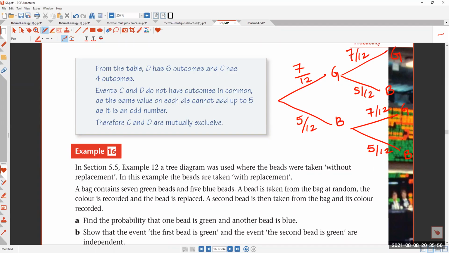But if you take green, then won't it be 6 by 12? As I said, it has been replaced. So there is no need to minus, they use the word replaced. Understood? Yes, bro. So it's color, no?